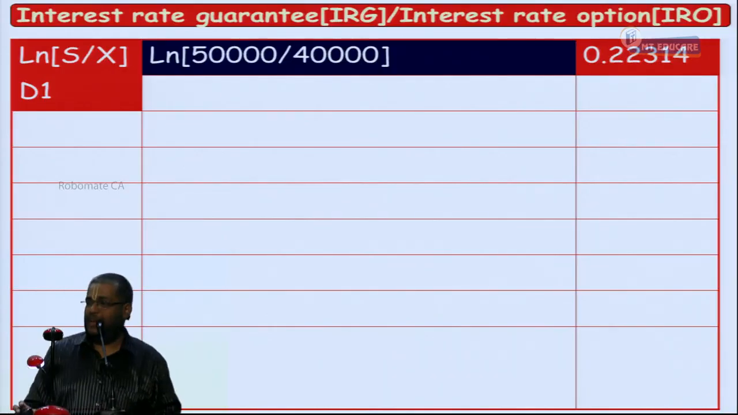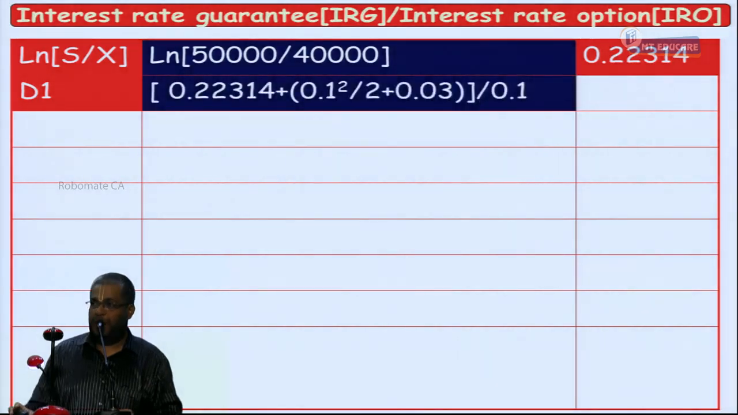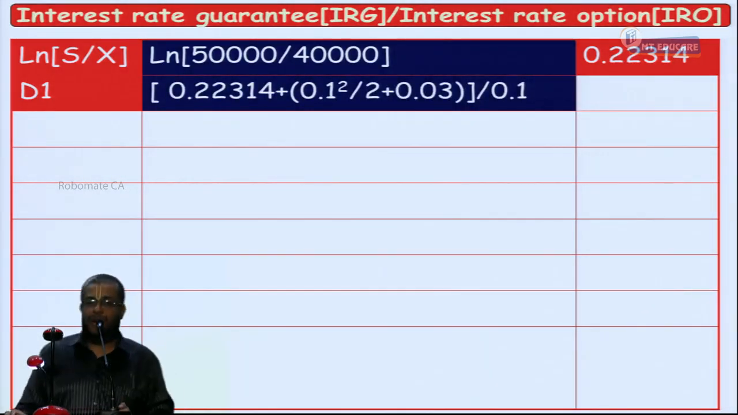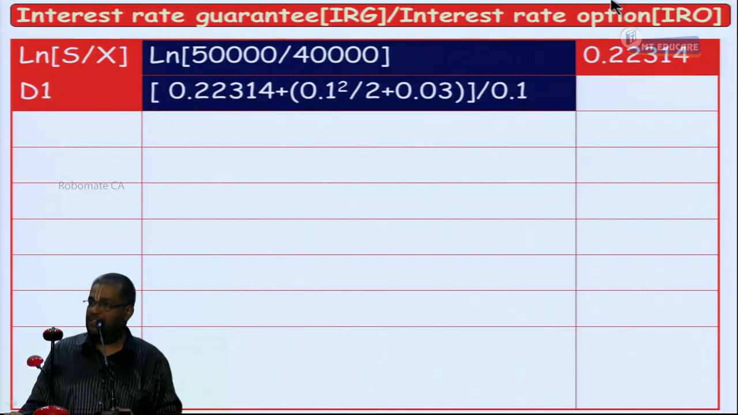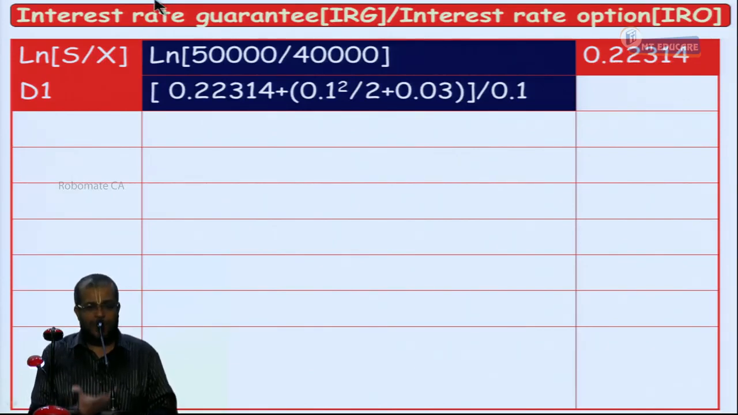Now, substitute the numbers. What is ln of S by X? Look. 0.22314 plus sigma squared, 0.1 square divided by 2, plus rf, which is 0.03, into t, which is 1 year. Into 1 you need not write. Whole divided by sigma, 0.1, into square root of 1, which is 1. Hence I did not write it.